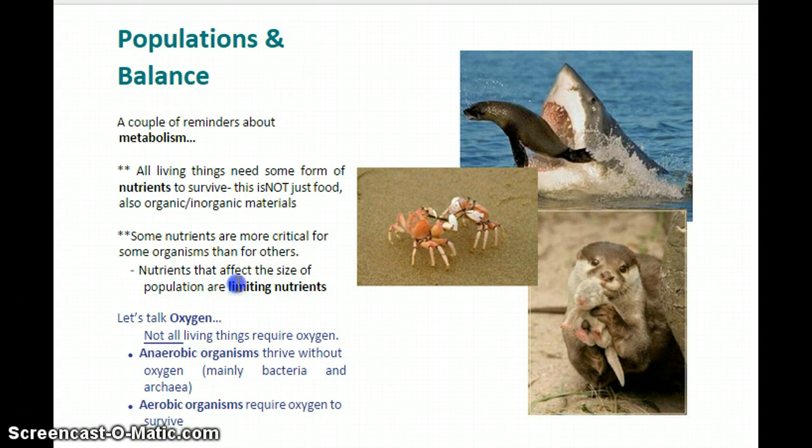And within ecology, we look at how nutrients affect the populations of organisms. So, do they have a big impact on how organisms can survive and reproduce, or do they have a small impact? And the ones that have a really big impact we call limiting nutrients. So these are nutrients that will basically have a big effect on whether or not an organism or a population is able to sustain itself.